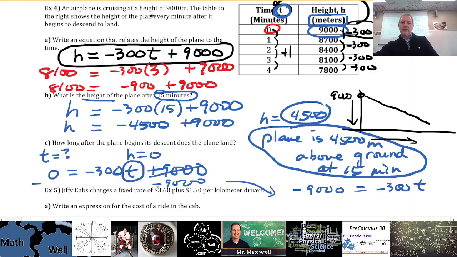This 9,000 and that 9,000 are going to cancel out, right? So negative 9,000. Now what I need to do is figure out what value t is. And so I'm going to do the opposite operation that I see happening to t. And the opposite of multiplying is dividing. So to each side, I'm going to divide by negative 300.